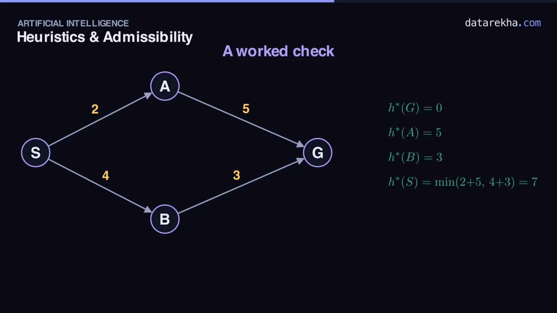First find the truth. H star at each node. G is 0. From A, the only road is 5. From B, 3. And from S, the cheaper of 2 plus 5 or 4 plus 3. Both happen to be 7. So H star at S is 7.